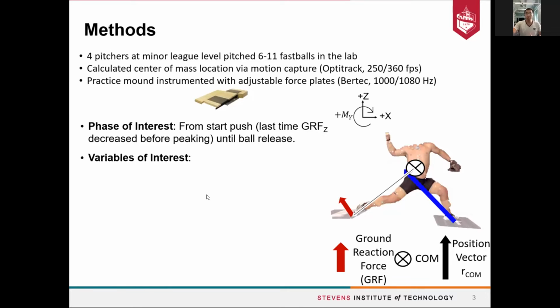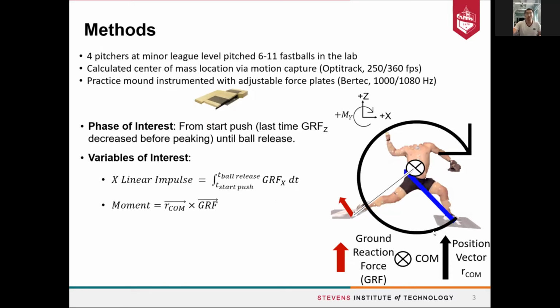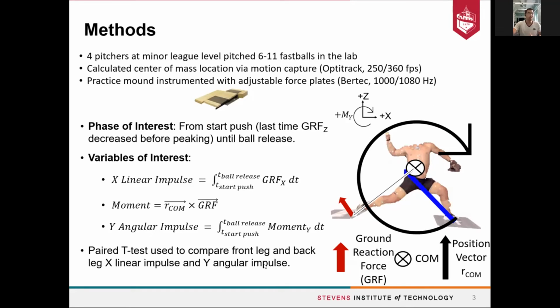The variables of interest are the X linear impulse, which is the integral of ground action force X, or the forward-directed ground action force. Then, a moment applied about the body's center of mass is the cross product of the position vector, which goes from the center of mass to the center of pressure, and the ground action force vector. A positive Y moment will serve to rotate the body in the clockwise direction as shown on the screen here. The Y angular impulse is then the integral of the Y moment, and paired t-tests are used to compare the impulse values generated across legs and within subjects.